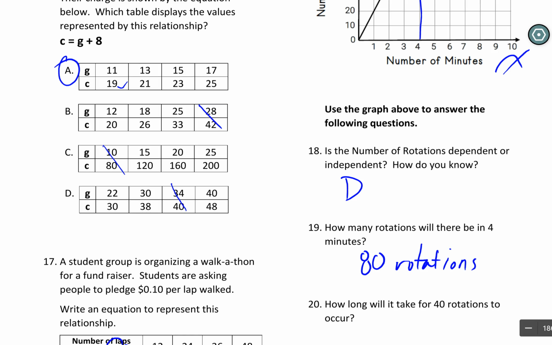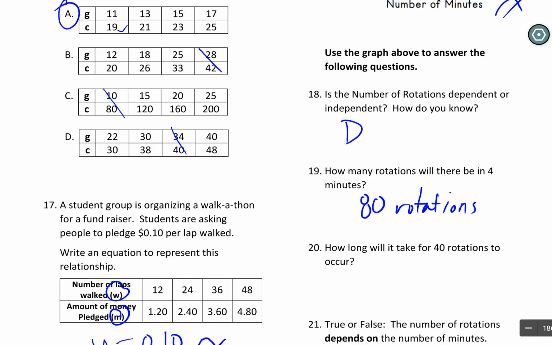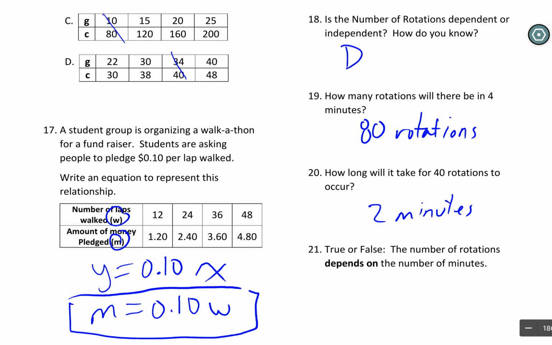How long will it take for 40 rotations to occur? 40 rotations, whoops, I passed it. 40 rotations to the line, and that's going to be 2 minutes. And then true or false, the number of rotations depends on the number of minutes. Well, we already said that rotations is dependent, so that would be true. And there you go. Test review.